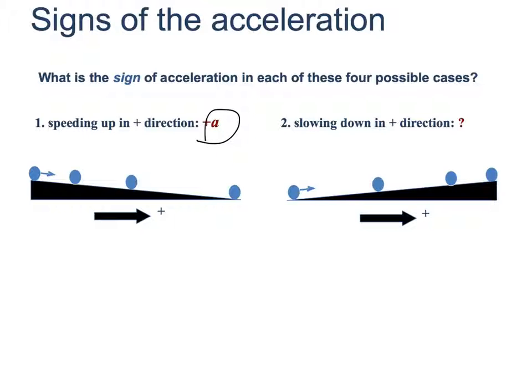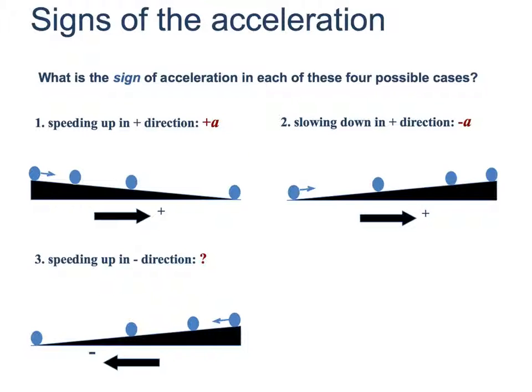Slowing down in the positive direction. So now we are going uphill. We're slowing down in the positive direction. What's it going to be? That one is negative acceleration because it's slowing down in that direction.